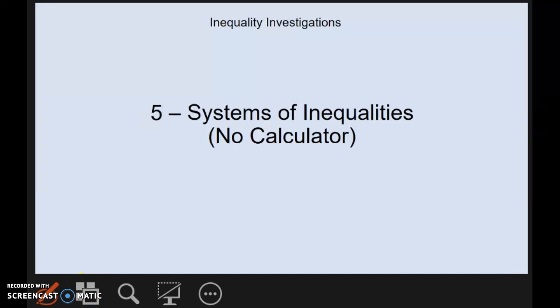In this video, we're going to explore systems of inequalities. Now, in a lot of ways, systems of inequalities are going to be very similar to systems of equations, but there are some key differences. The most important difference is the types of graphs that we're going to see.